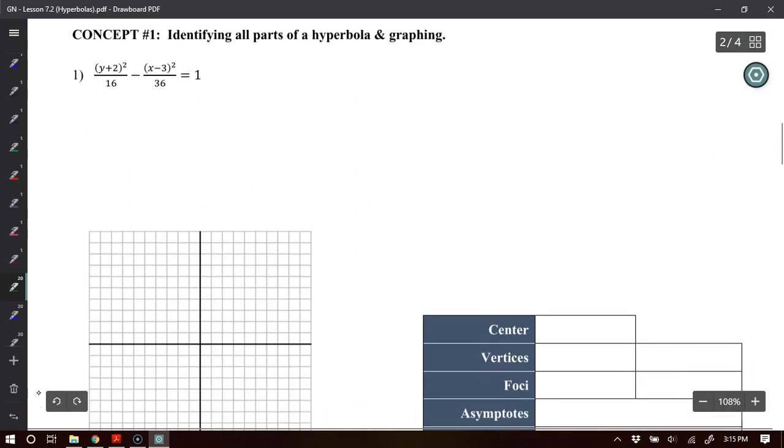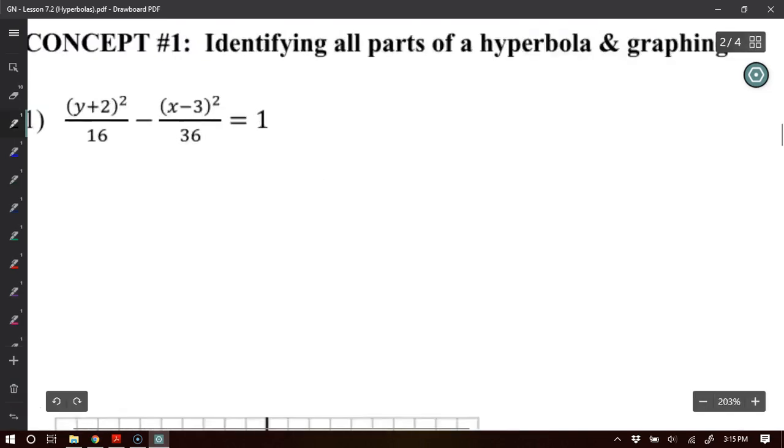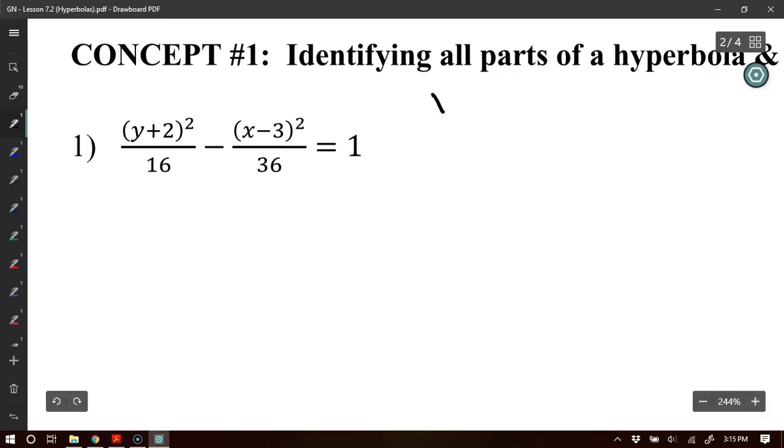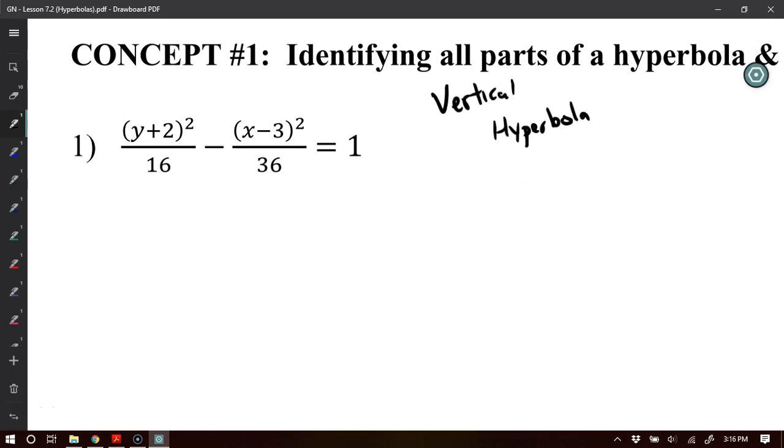So if I start with example number 1, again, it's organized by concepts that are on your quiz. Concept 1 is identifying all parts of a hyperbola and graphing. The first thing you're going to want to do is look at which equation you're looking at. I have the y plus 2 squared first. That's telling me I am dealing with a vertical hyperbola, because the y minus k squared appeared first. That's going to be useful because it's going to tell me which formulas to look at and what my values are.